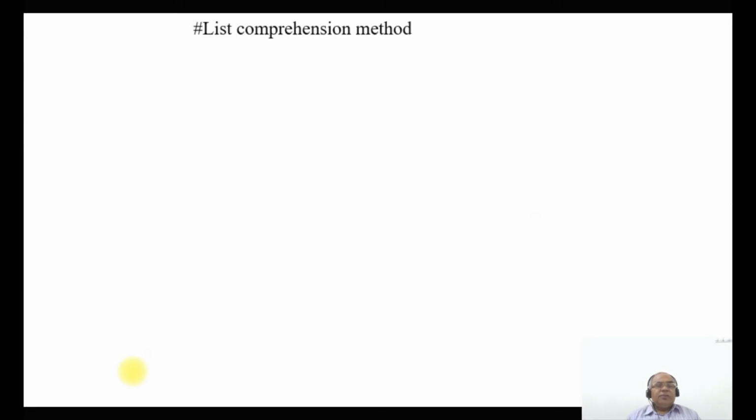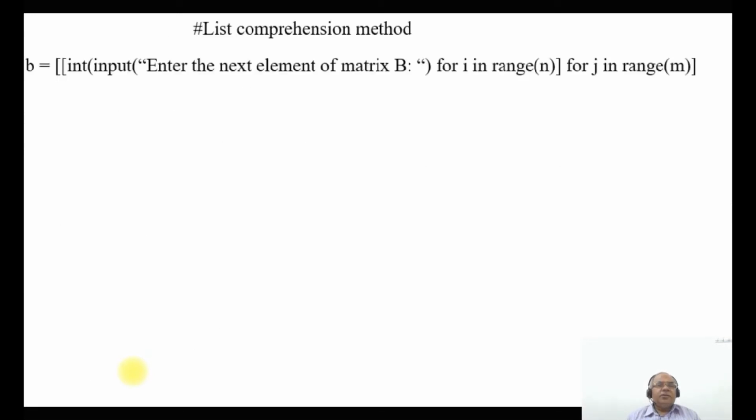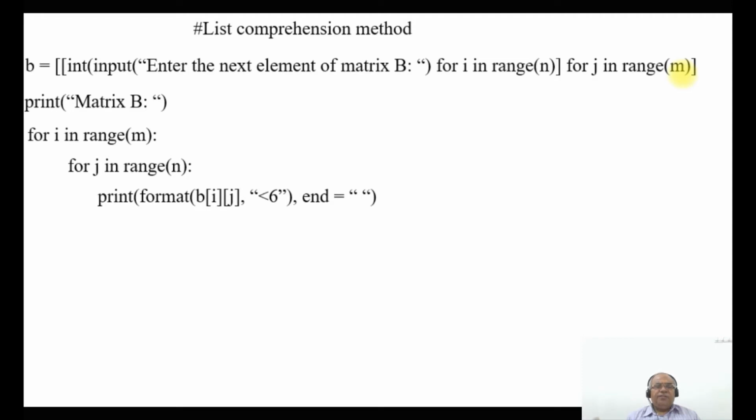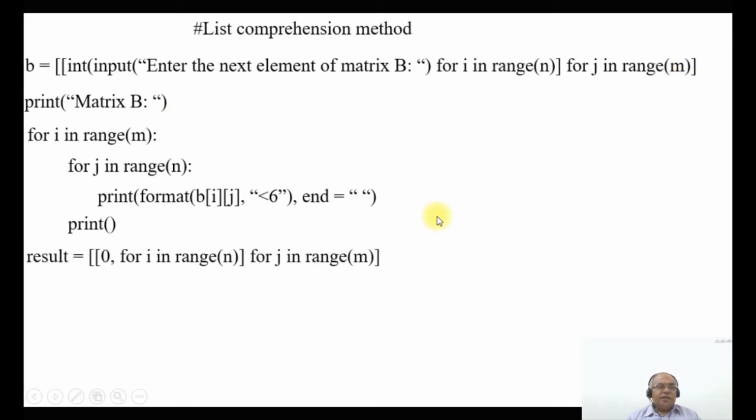Similarly, by using the list comprehension method, we will enter the second matrix, that is B: int(input("Enter the next elements of the matrix B")). Similarly, again for i in range n and for j in range m. So print matrix B, again for i in range m, for j in range n. Print format B[i][j], within the quotes less than 6, and \n will be the next line. To go to the next line, we'll go for print, then result.